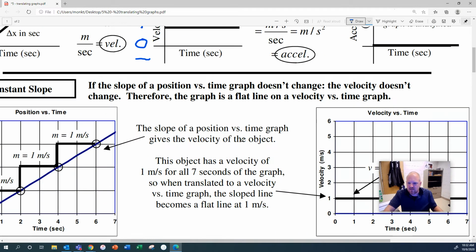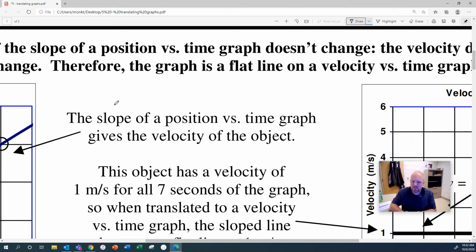This will make a little more sense in a moment, but if I zoom in really quick, the pattern that we're going to see with translating graphs is this: if you have a curved line and you're going from position to velocity, or velocity to acceleration, it is going to become a sloped line. If we start off here, drawing tangent lines, we start off with a slight slope and then it becomes a steeper slope. So what we're going to see is a positive and increasing change in the velocity or acceleration.